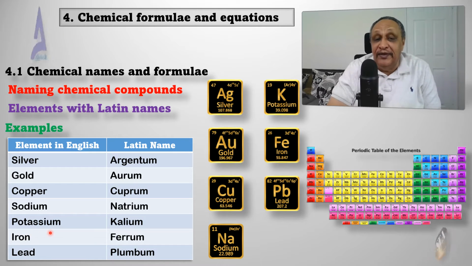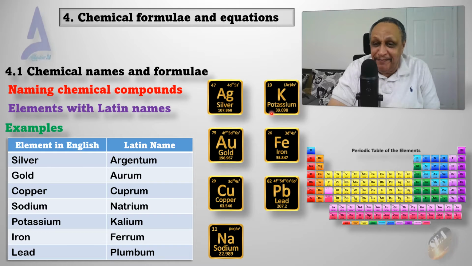Potassium. Potassium in Latin is called kalium. And this is why it is K, not P, because P is for phosphorus. So we changed potassium into kalium, and kalium starts with K, so it is just K.